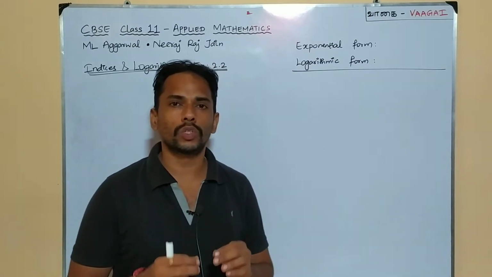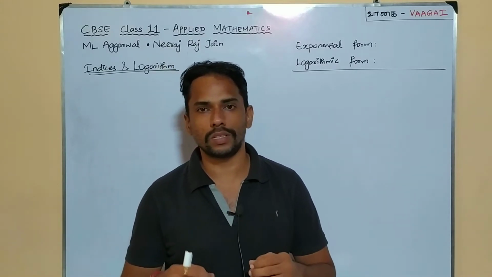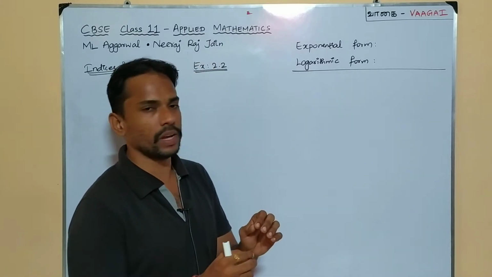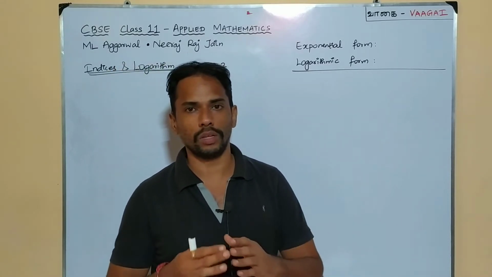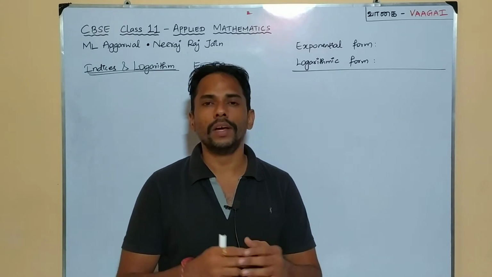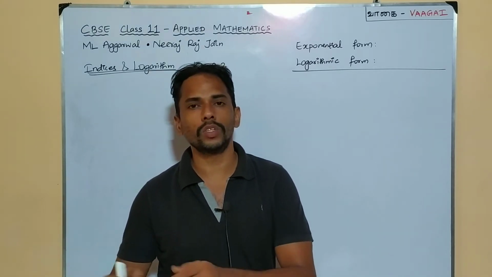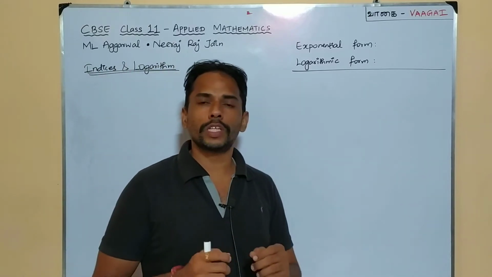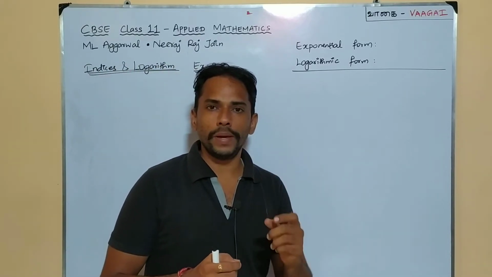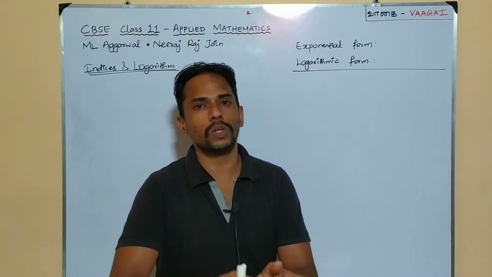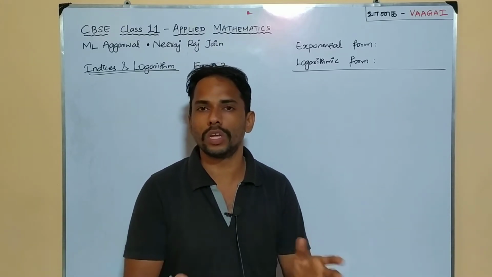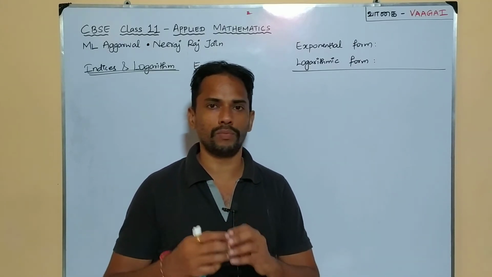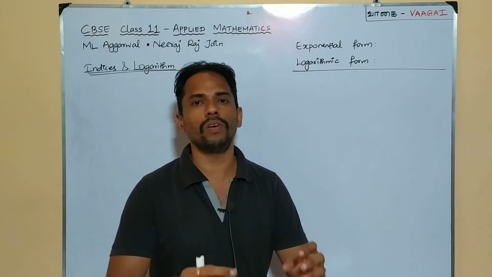In order to solve the problems from this exercise, we just need to know only one basic thing. It is the relation between an exponential form and a logarithm form. Let's quickly revise it. Then it will be easy for us to follow and solve the problems. First of all, we are given an exponential form, that is some base raised to some power is equal to some answer. If you are given an exponential form, we should be knowing how to convert it to a logarithmic form. This is what we have to first of all learn here.